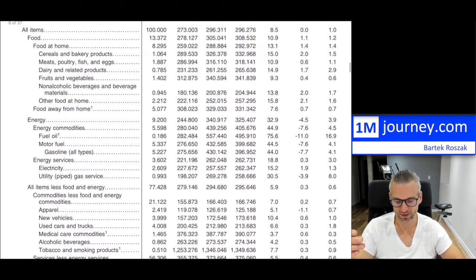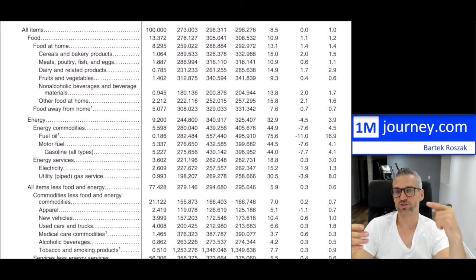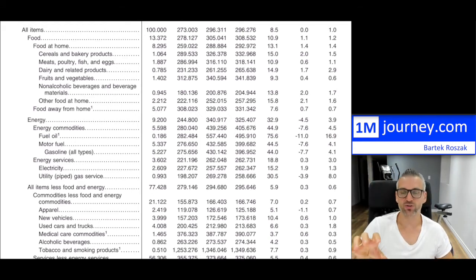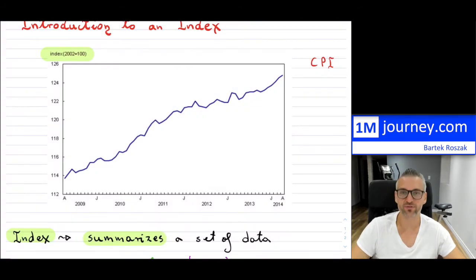So food, for example, is going to get 13.372%. It's going to get weighed: how much does it cost? And then it's going to spit out for you, like a function, an output. And that output is just a singular number. And then we have just that one number for that one month or that one year to see what has happened to the prices overall. And then, of course, we can graph it. And that's what you see here.